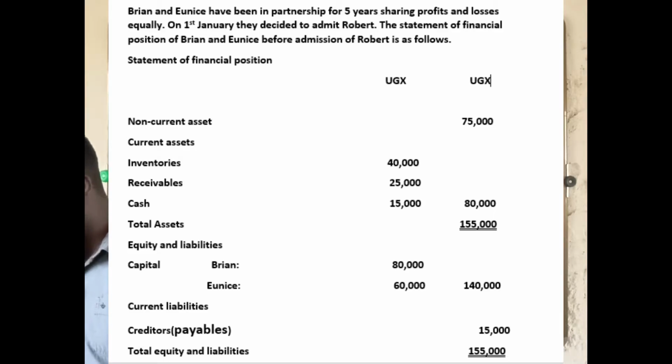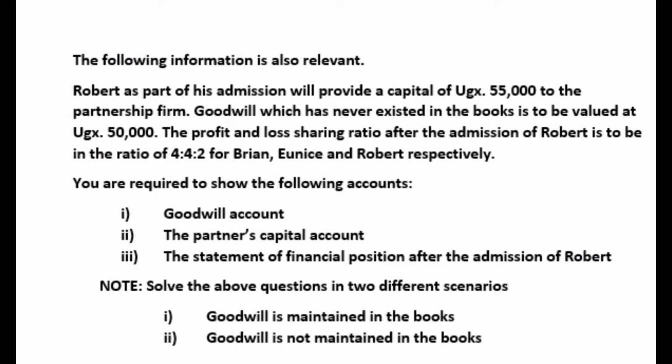We have the current assets: inventories 40,000, receivables 25,000, cash 15,000, giving us a total of 80,000, and the total assets we have 155,000. Equity and liabilities, we have capitals from Brian, it is 80,000, from Eunice, it is 60,000, giving us a total of 140,000. Then we have the current liabilities, the creditors, which are payables of 15,000, giving us a total of 155,000.